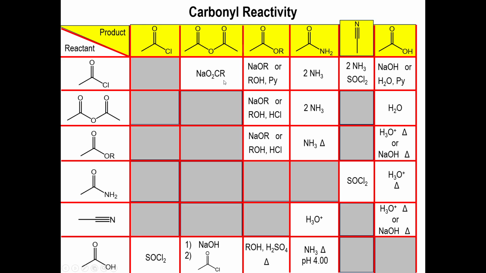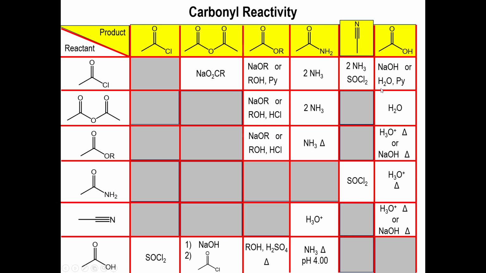Or alternatively, if you want to make an ester from an acyl chloride, you do that by reacting the acyl chloride with either sodium alkoxide or alcohol in the presence of a tertiary amine like pyridine. You can make an amide by reacting acyl chloride with two equivalents of amine. You can make the nitrile technically from the acyl chloride if you first react it with two equivalents of amine and then you follow that up with thionyl chloride. The carboxylic acid can be formed from the acyl chloride with sodium hydroxide, or if you react it with water with some base to remove the extra proton.